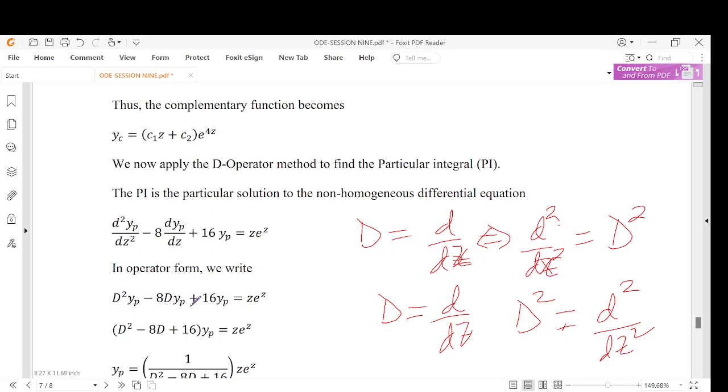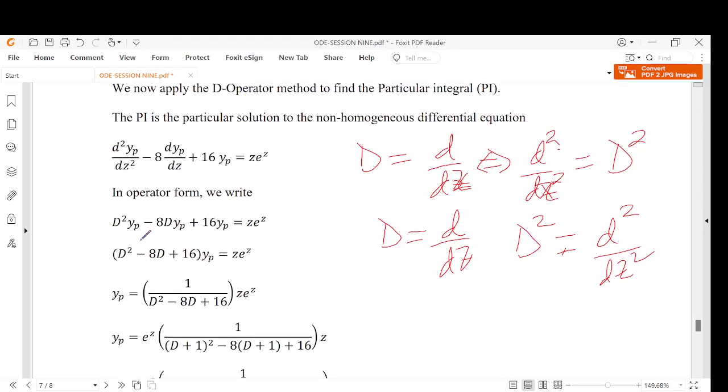So we can factor out yp here to get D squared minus 8D plus 16, the whole of that multiplied by yp. Then we make yp the subject, so we can divide here. We don't normally divide by an operator, but we pre-operate with an inverse of the operator. But it will look like a division. So we have 1 over D squared minus 8D plus 16 operating on z e raised to power negative z.